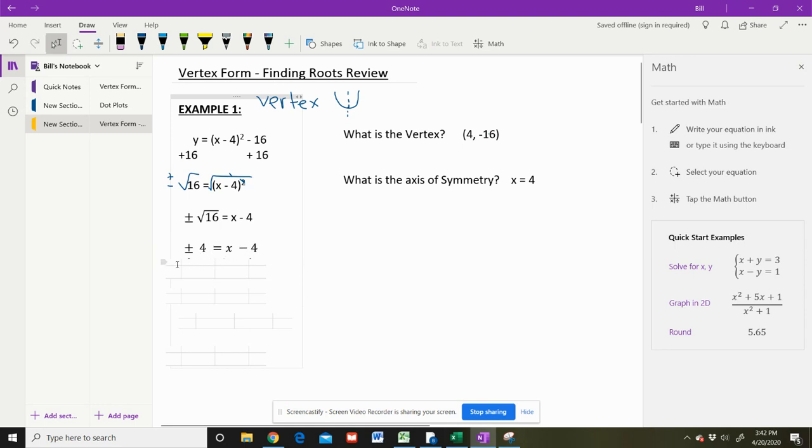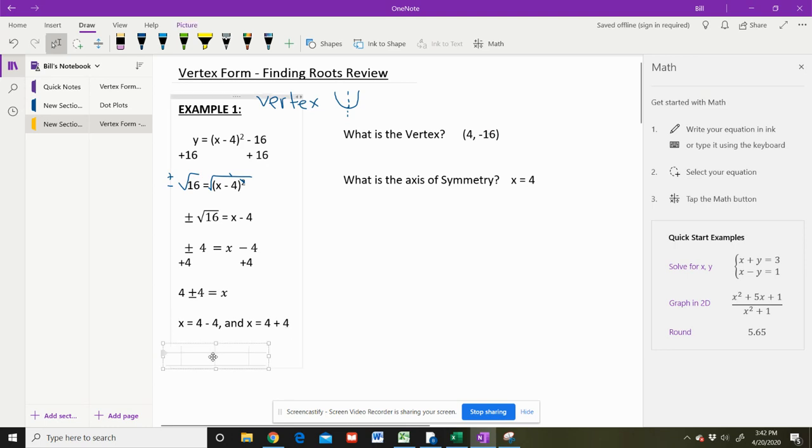Now I want to bring the 4 to the other side. When I bring that 4 to the other side, I got to do the opposite operation, just like before. We add 4 to both sides. I don't combine these. I put it out in front of this plus or minus. So I get 4 plus or minus 4 is equal to x. And now if I break that up, I go, okay, I'm going to have x is equal to 4 minus 4, and x is equal to 4 plus 4.